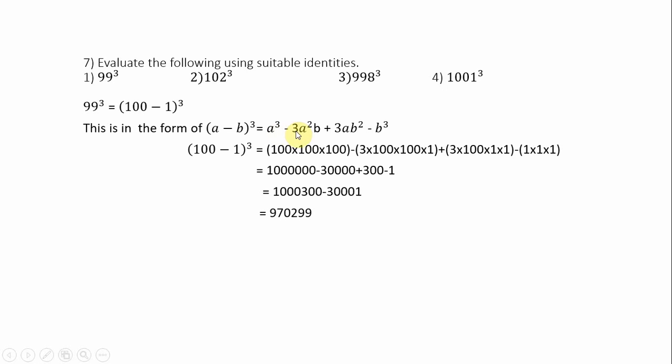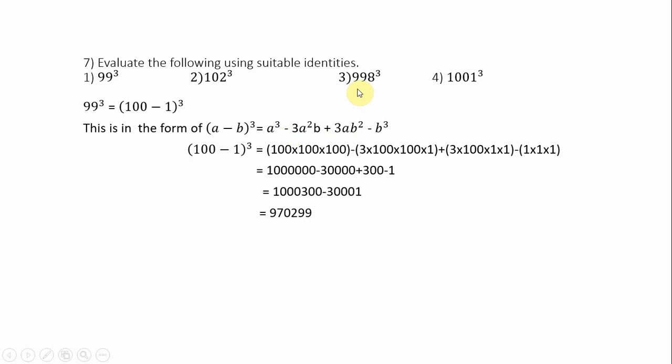So it becomes 100 whole cube plus 3 into 100 into 100, not minus, plus. Plus 3 into 100 into 100 into 2. Plus 3 into 100 into 2 square, which means 4, that is 2 into 2, and 2 into 2 into 2. So as such you'll multiply and find out the answer.